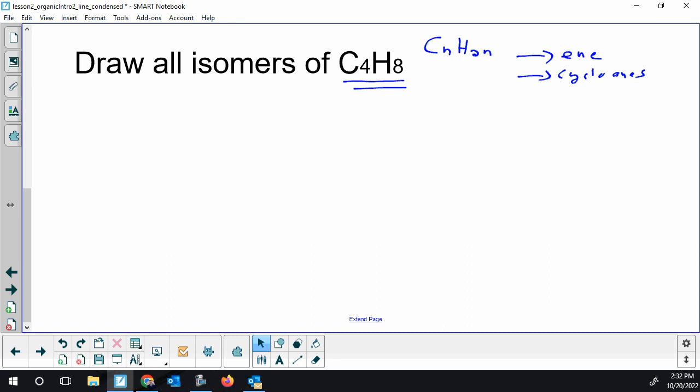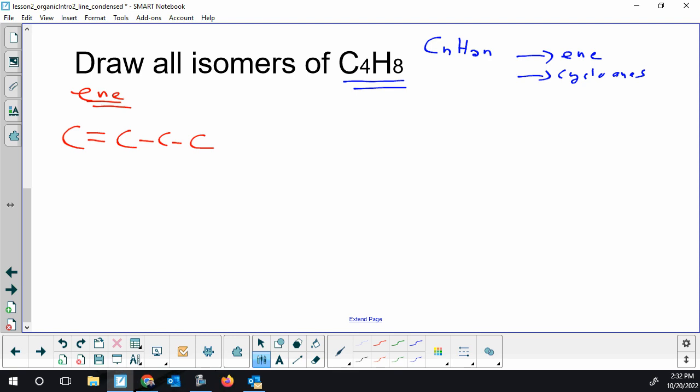And I'm going to start with how many different enes can I draw that have 4 carbons and 8 hydrogens. I'm going to start with all 4 in a row, and then I'll try 3 in a row and then 2 in a row until I can't make it work. So let's see, how many different ways can I put 4 carbons in a row? That's the C4, and then it has to be an ene, so I need to put in a double bond. So that's a C4H8 double bond.